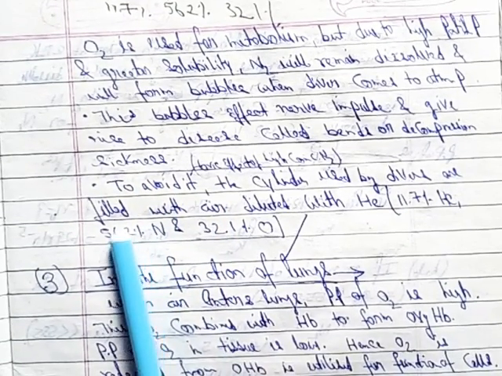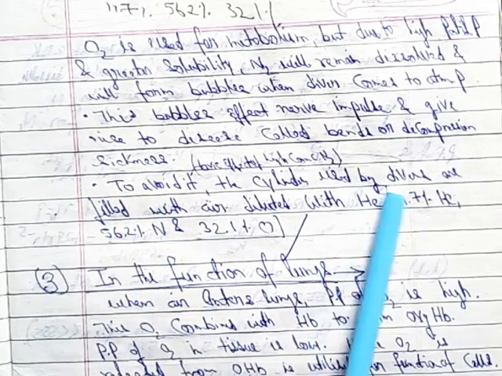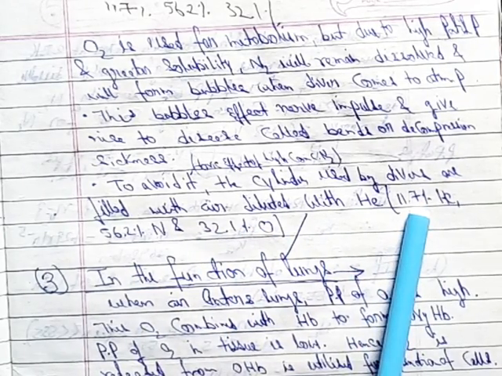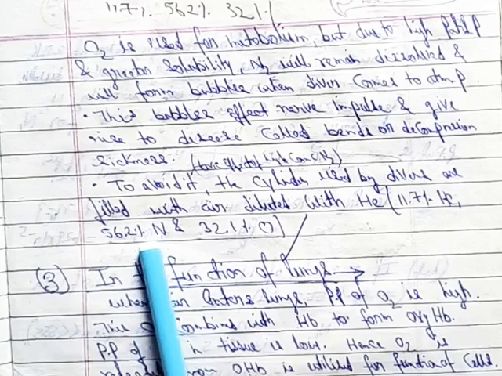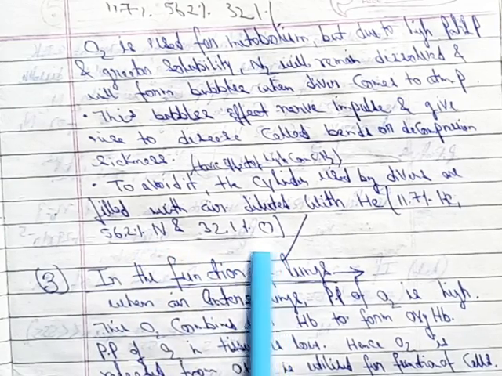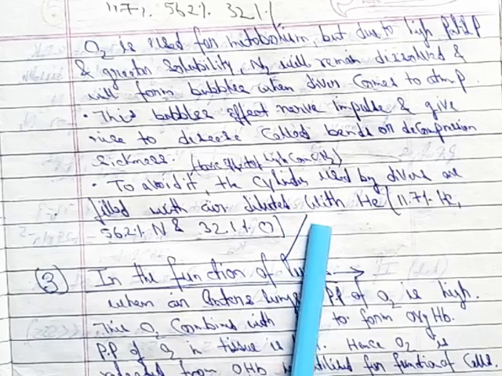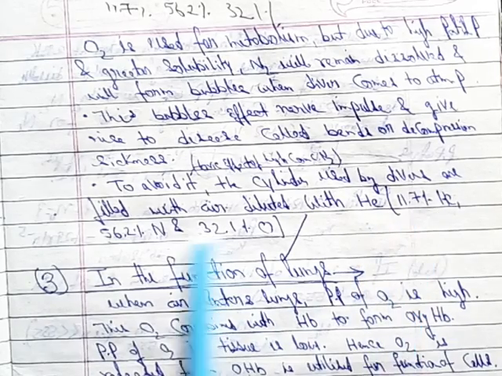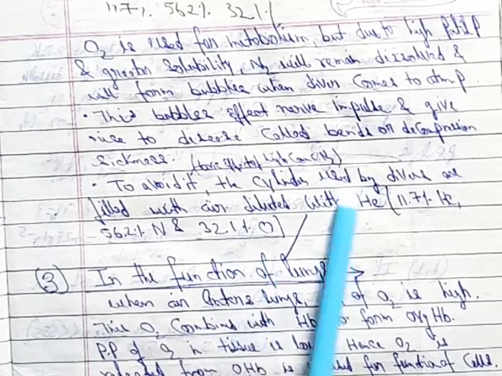So what should be the combination in the cylinder which divers carry on their back? To avoid it, the cylinders used by divers are filled with air diluted with helium. It should be 11.7% helium, 56.2% nitrogen, and 32.1% oxygen. So whenever scuba divers dive at the bottom of the sea, they carry a cylinder with helium 11.7%, nitrogen 56.2%, and oxygen 32.1% to avoid these types of problems.